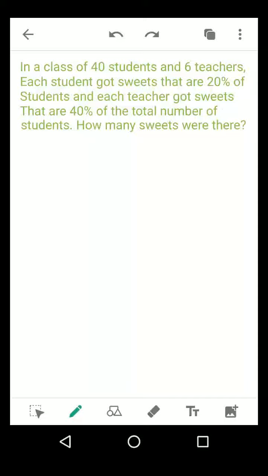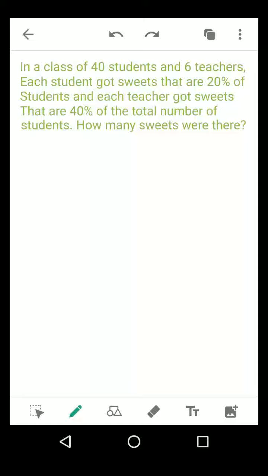Hi, today we are going to solve some of the distribution problems. The first one is, in a class of 40 students and 6 teachers, each student got sweets that are 20% of the students, and each teacher got sweets that are 40% of the total number of students. How many sweets are there? We need to calculate how many sweets are distributed. So we will move on.